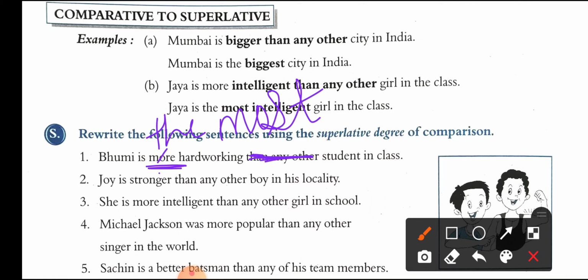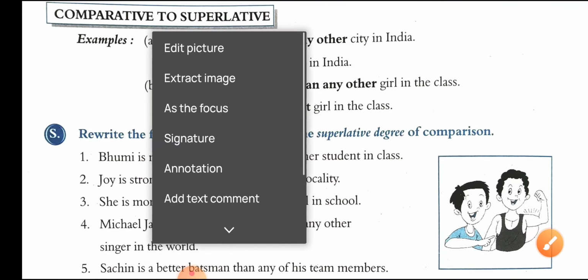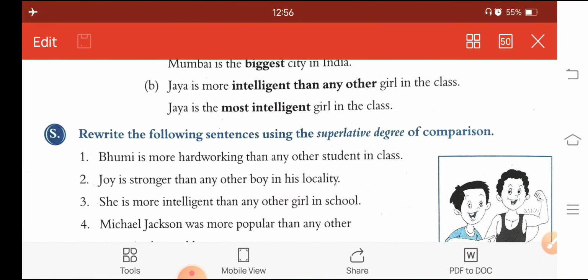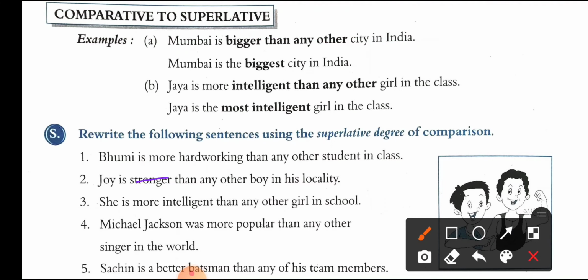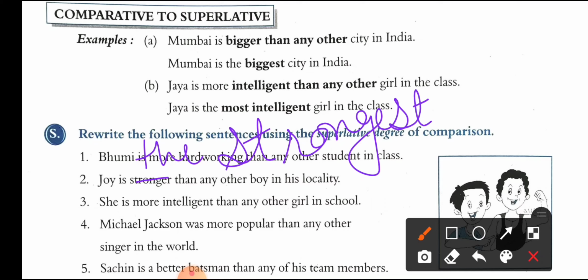Joy is stronger than any other boy in the locality. So the answer is, see, stronger is what? Comparative degree. So what you will do? The "stronger" you have to remove. In the place of this you have to write "the strongest," right? Joy is the strongest boy in his locality, full stop.